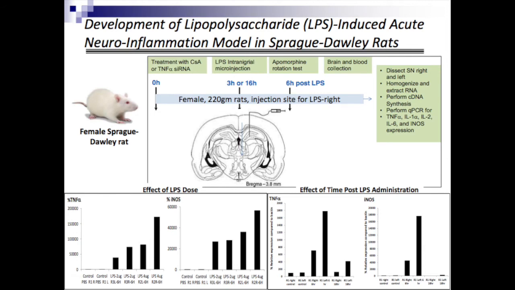So we find that the ideal LPS dose is around 2 milligram per kilogram, given as these 2 microgram or 4 microgram doses, and then the duration remains around 6 hours post-administration. And so we chose a 2 microgram dose of LPS per rat, developed the neuroinflammation model, and then took these animals and tested our cyclosporine therapy to see how we can suppress the inflammatory response.